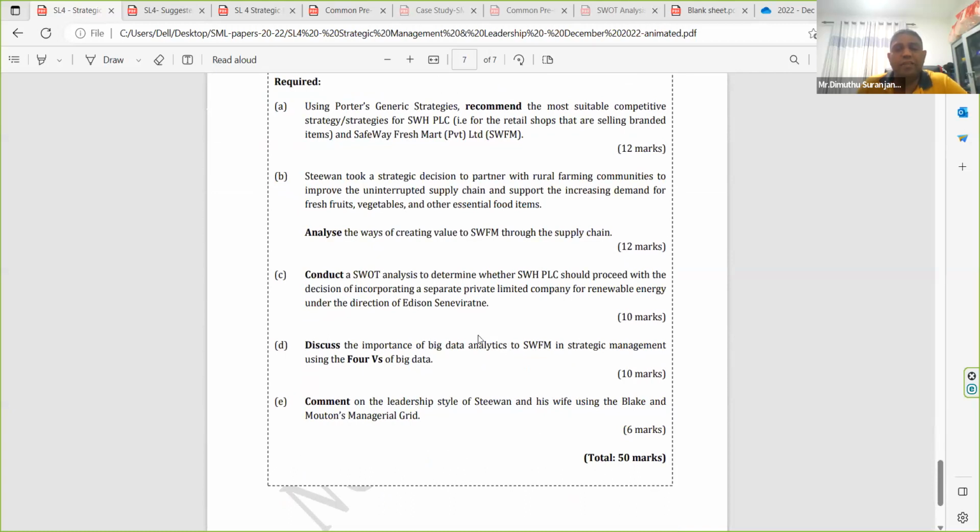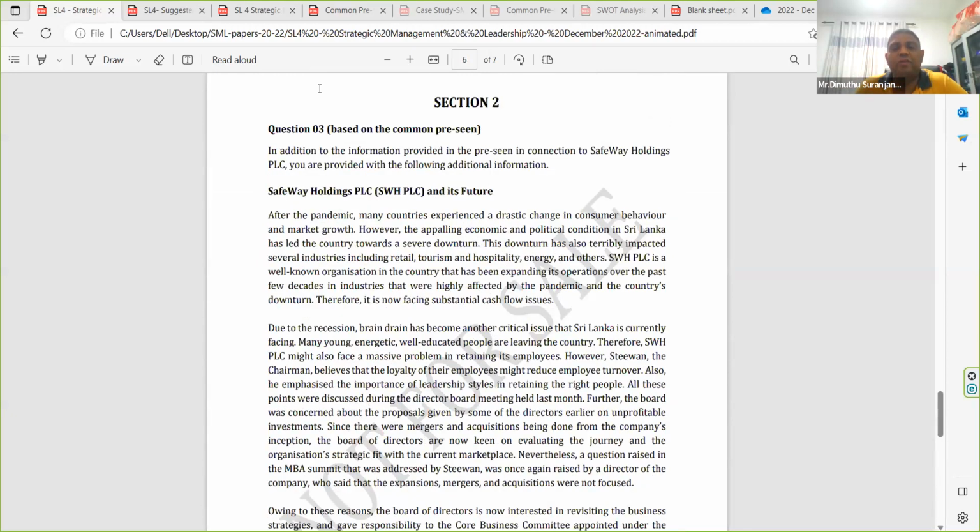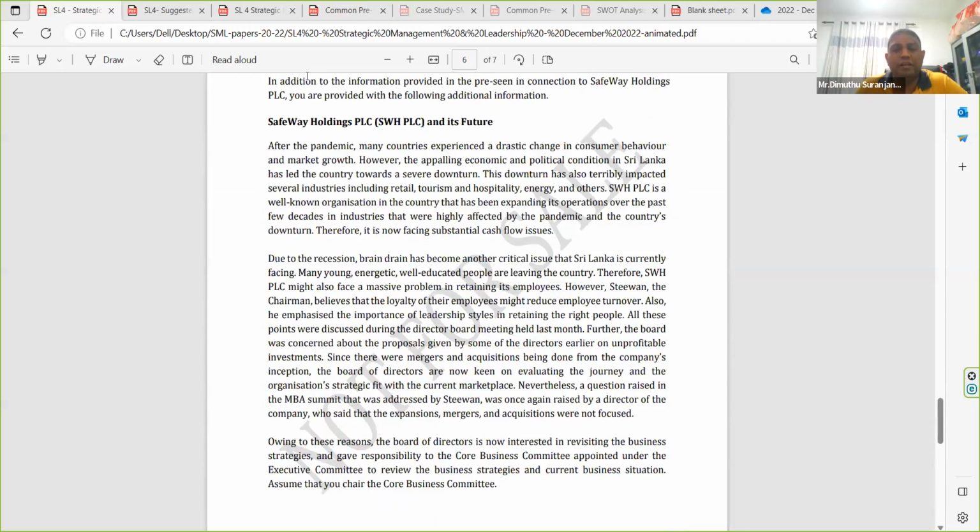Now this D. Importance of big data analytics. Based on the given information, this is more of a theory question. E, comment on the leadership style of Stephen and his wife using Blake and Mouton managerial grid. Do we have information regarding Blake and Mouton here?